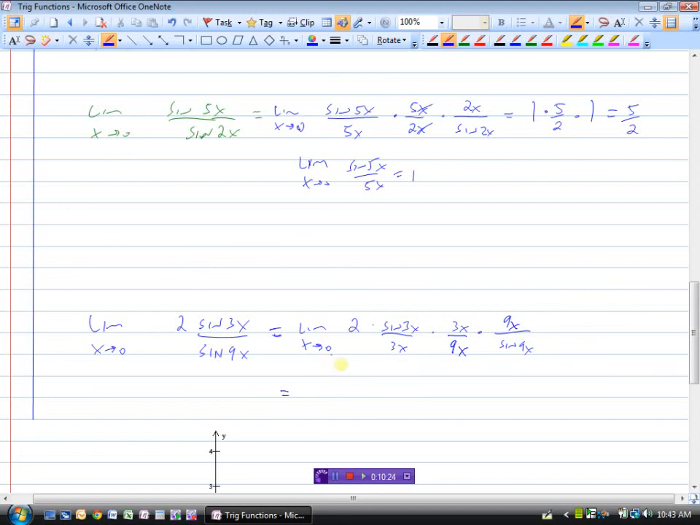Now we can say the limit as x approaches 0 of this. Well, that's just a constant 2. This limit is 1. The limit as x approaches 0 of sine 3x over 3x is 1. These x's would cancel out, so this is just going to be 3/9. And here, same thing, the limit as x approaches 0 of 9x over sine 9x is 1. So we have 2 times 1 times a half. Oh, no, 1/3, sorry. Times 1.